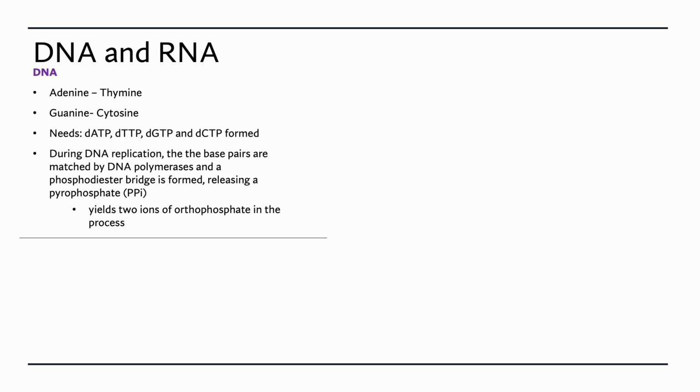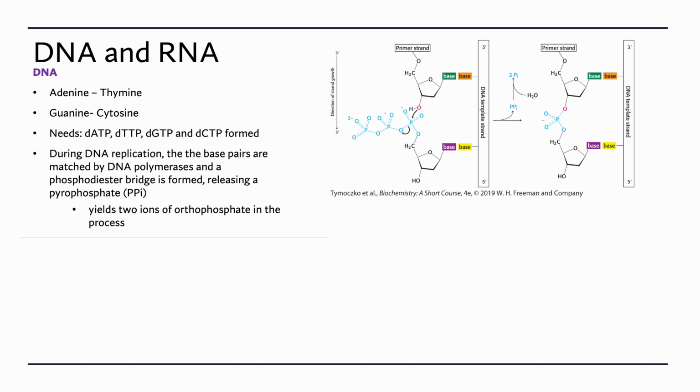So finally, all the nucleotides we need are made. For DNA base pairing, it is adenine to thymine and guanine to cytosine. The nucleotides needed are dATP, dTTP, dGTP, and dCTP, formed from the ribonucleotides. During DNA replication, the base pairs are matched by DNA polymerases and a phosphodiester bridge is formed, which causes the release of pyrophosphate and yields 2 ions of orthophosphate in the process.